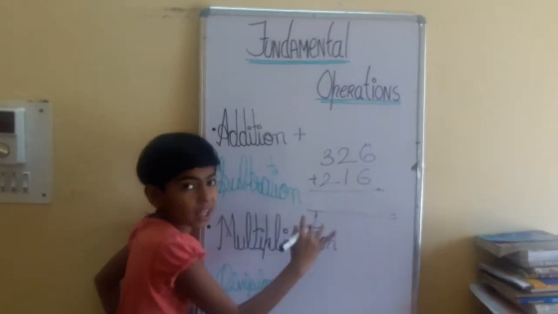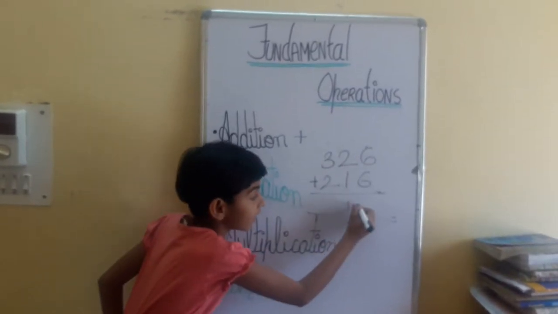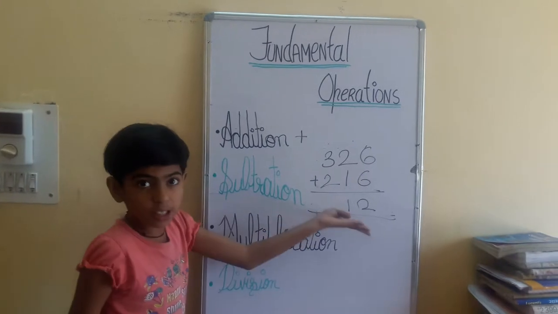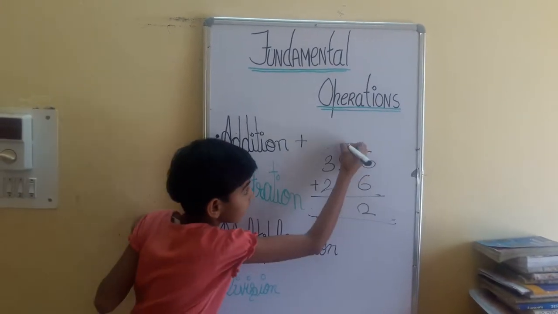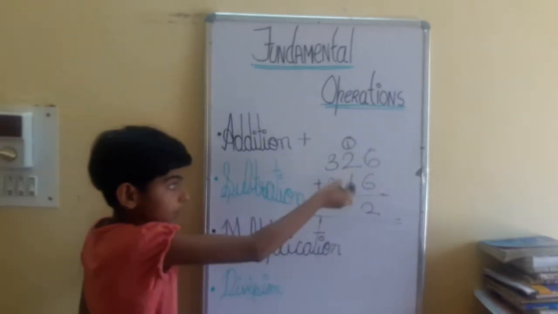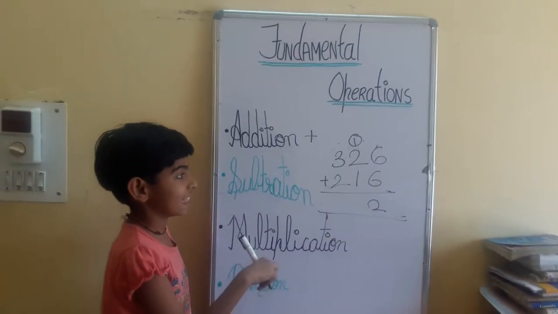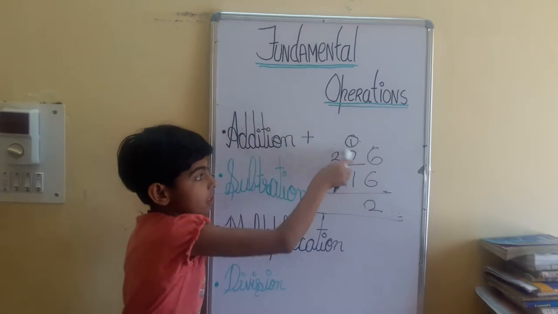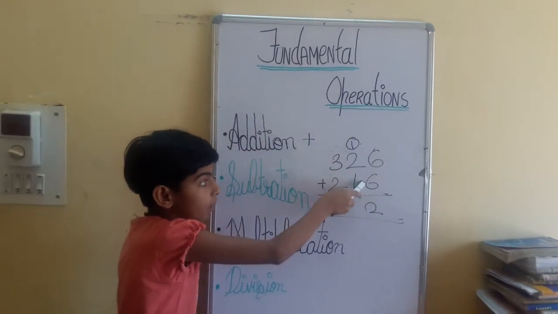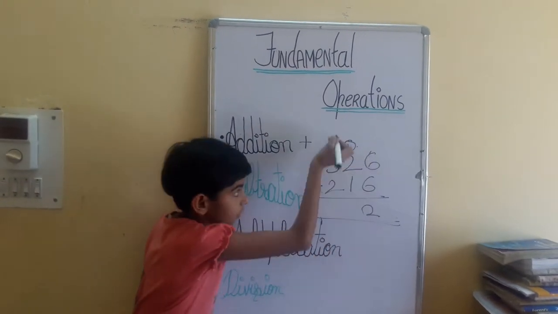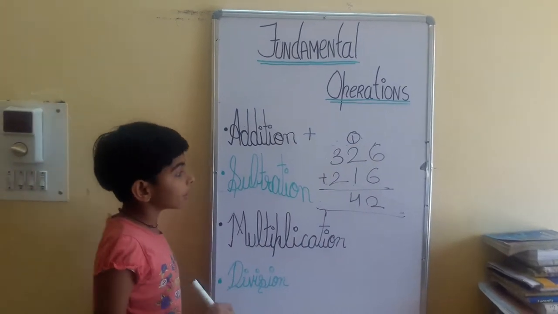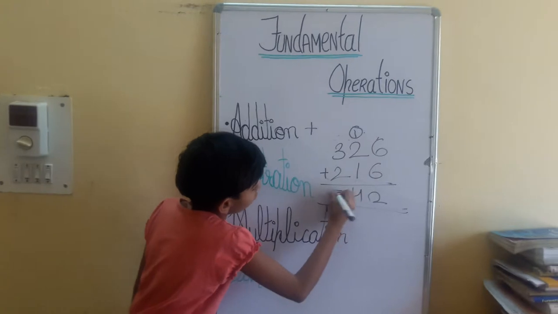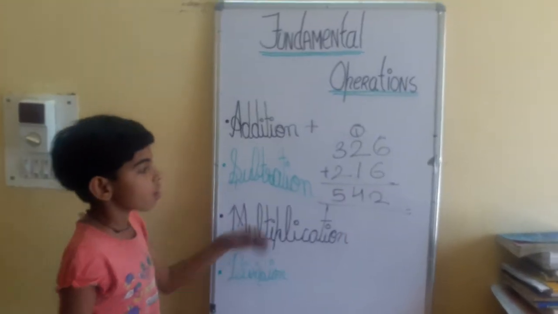6 plus 6 is 12, but you will not write it like this because it is a 2-digit number. So the 1 will carry over, and 2 plus 1 is 3, plus the carried 1 is 4, and 3 plus 2 is 5. So the answer is 542.